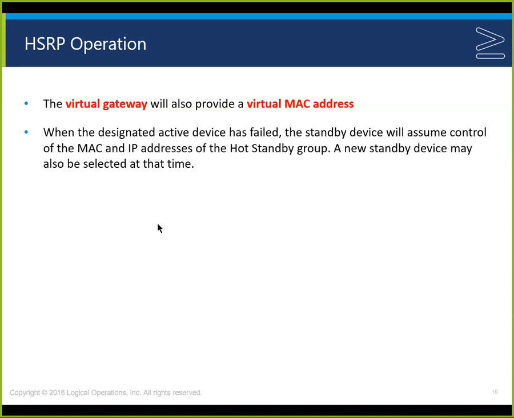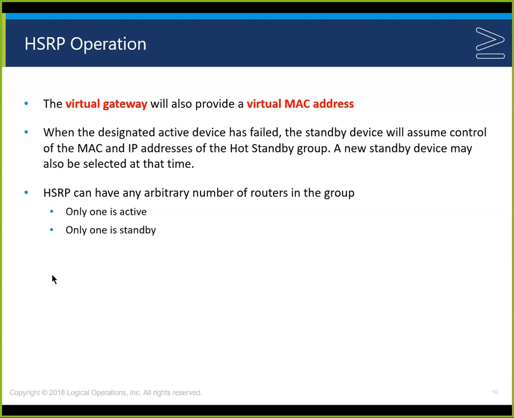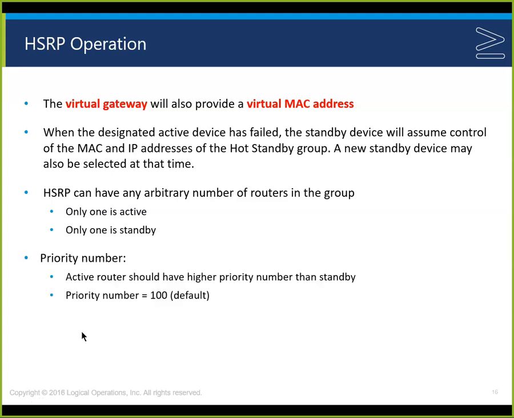When designated devices fail, the standby device will assume control of the MAC and the IP address of the HSRP group, and a new standby device may be selected at the same time if there are other devices configured. That's where the "may be selected" comes in, but we have to have more than one configured. Only one is active and one is standby in this one. Priority number: the active router has a higher priority than the standby router. Priority number 100 is the default.